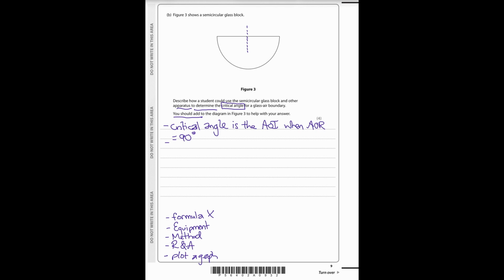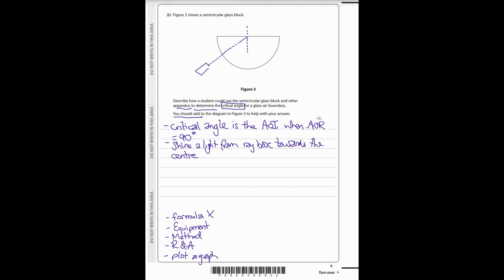So I've got my ray box over here. I have to shine the ray of light towards the middle of the semicircular glass block, and like I said, it's so it doesn't refract on the way in. And I should be saying it here as well. So shine a light from a ray box towards the center. But because it's marked on a diagram, I know that that's fine as well. I'm probably going to get the mark for doing that.